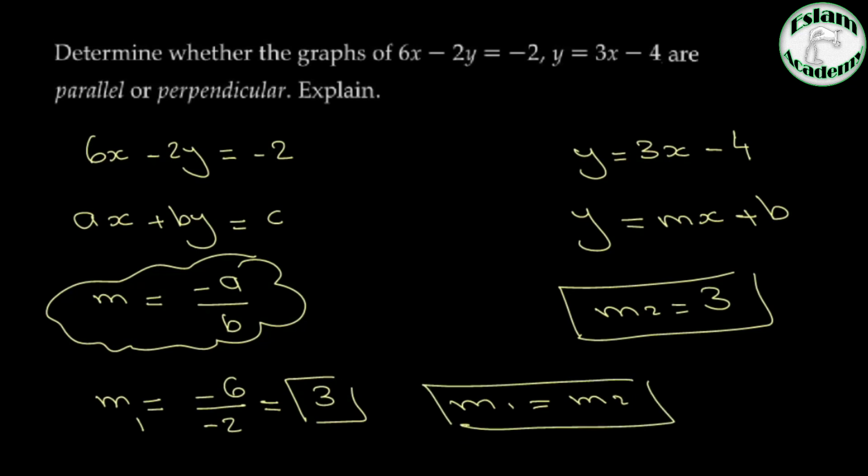So to determine whether the two lines are parallel or perpendicular, you need to find the slope. If the two slopes are equal, then the two lines are parallel. If the product of the two slopes is equal to negative 1, then the two lines are perpendicular. If the two slopes are not equal and their product is not equal to negative 1, then the two lines are not parallel and not perpendicular.